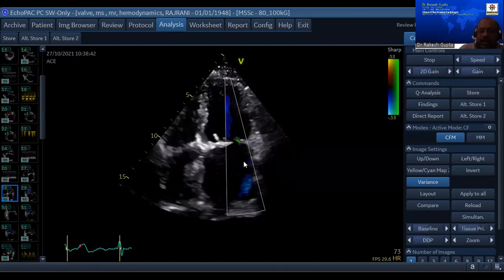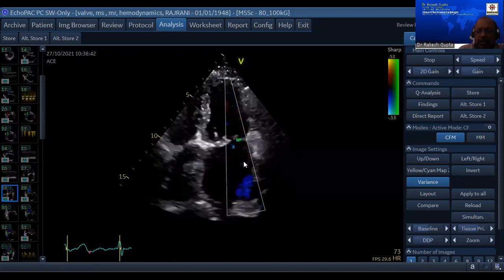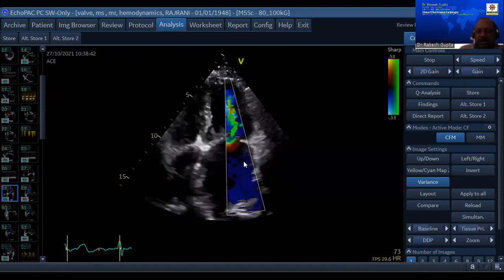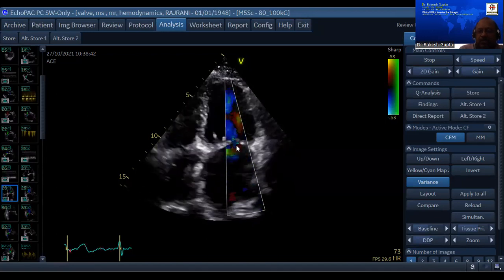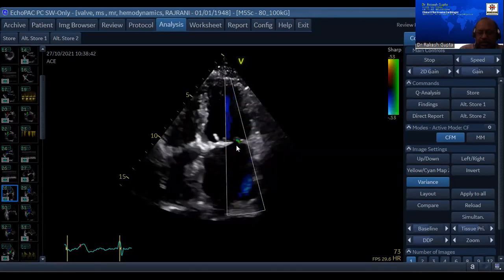And amongst all these things, the most important part is the vena contracta. Once you have to do an LVOT, it's the same way you have to do a vena contracta in this subset of populations.